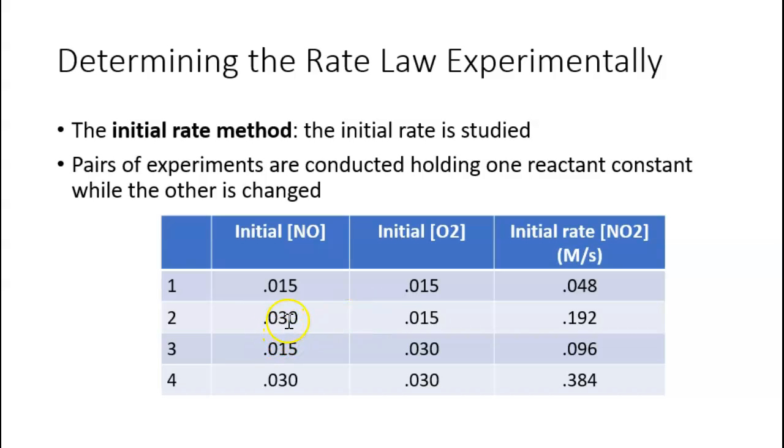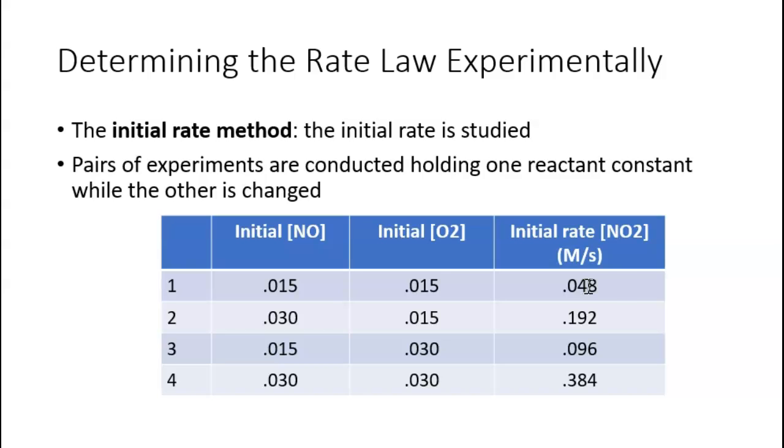The second one doubles the concentration of the NO. The third one holds the NO concentration constant and doubles the O2 concentration with respect to the first trial, right? So we're kind of referencing this first trial for the remaining. And then the last trial doubles both. And then what we do is we measure the rate of the reaction.